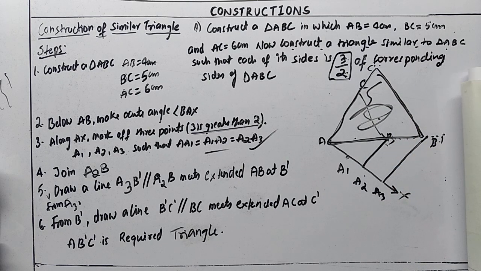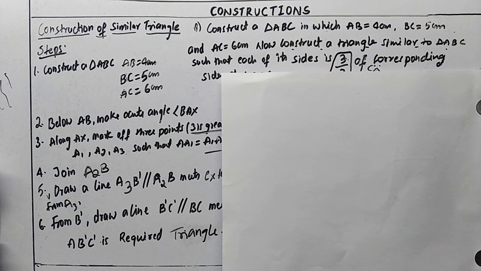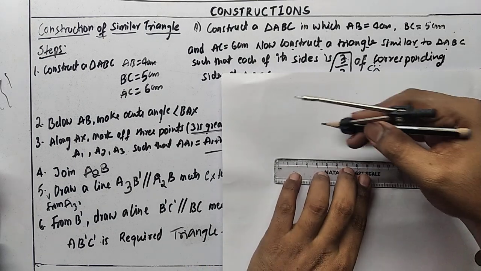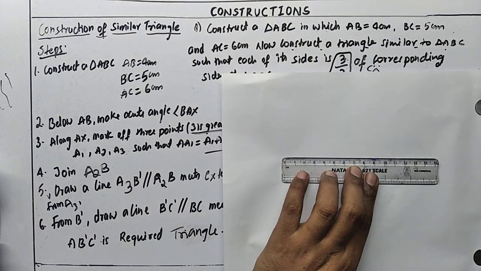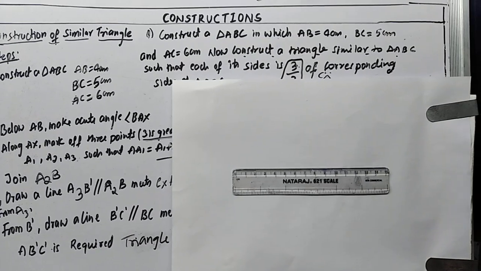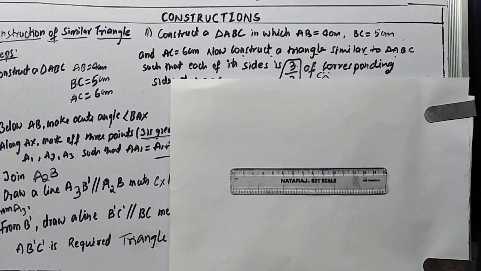If I see the same thing practically on the paper, we'll just draw the same. First you have to construct a triangle ABC. I told you how to draw triangle ABC. So what to do? If you want to draw the triangle ABC, I will just zoom out the video so that you can see.